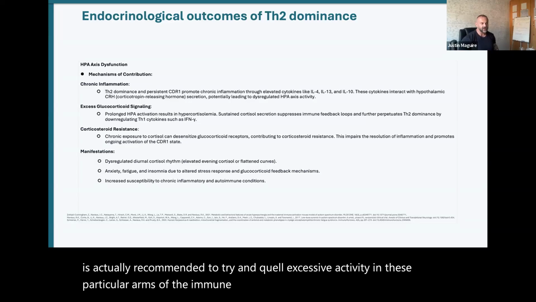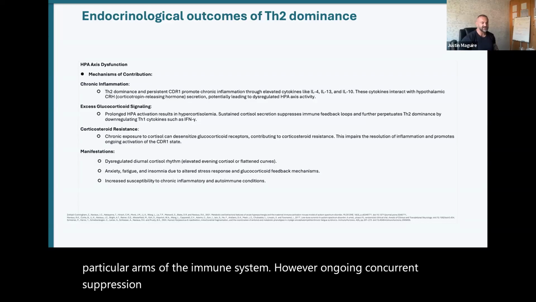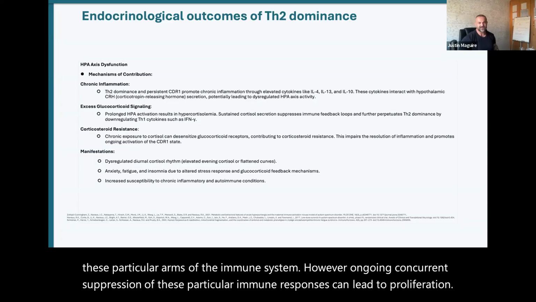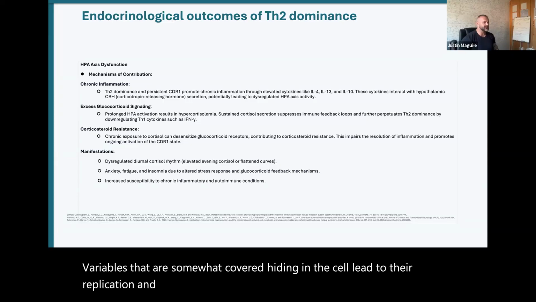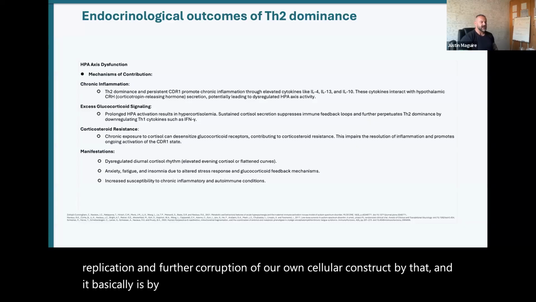However, ongoing concurrent suppression of these particular immune responses can lead to a proliferation of variables that are somewhat covert, hiding in the cell, leading to their replication and further corruption of our own cellular construct. And it basically is by downregulating Th1 cytokines such as interferon gamma.